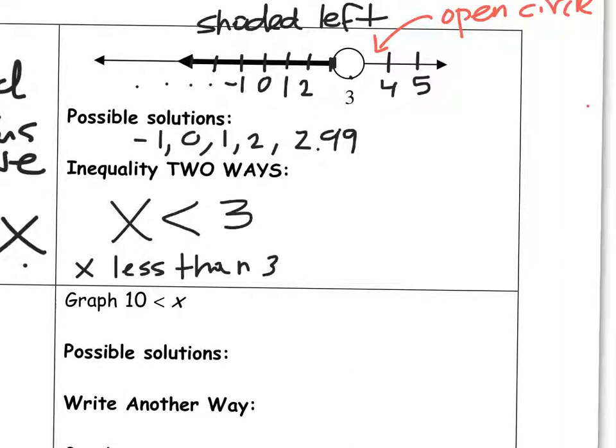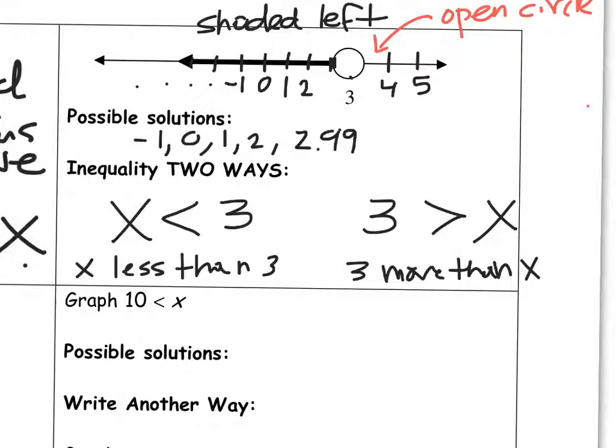And then to write my inequality two ways, I could rearrange the 3 and the x, and also switch my symbol. Instead of pointing to the left, I could point it to the right, and this means 3 is more than x. 3 is greater than x. All right, let's look at another example.